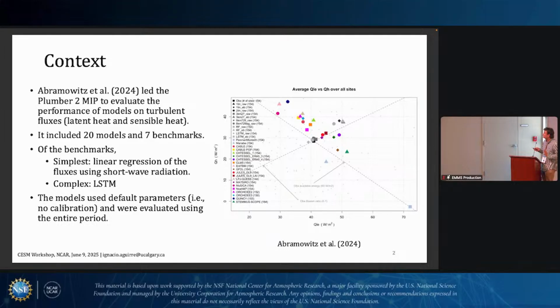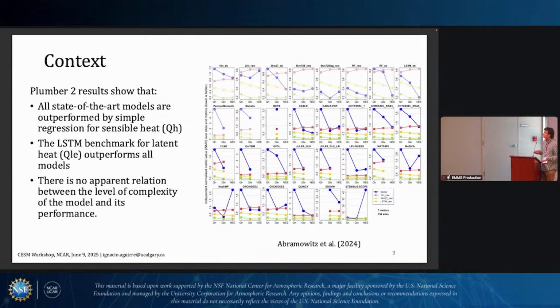The models use default parameters, there is no calibration, and they were evaluated using the entire period. And long story short, the models didn't do really well. All of the models were outperformed by a simple regression for sensible heat. The LSTM model outperformed all the models for latent heat, and there is no relationship between the level of complexity in the models and their performance.